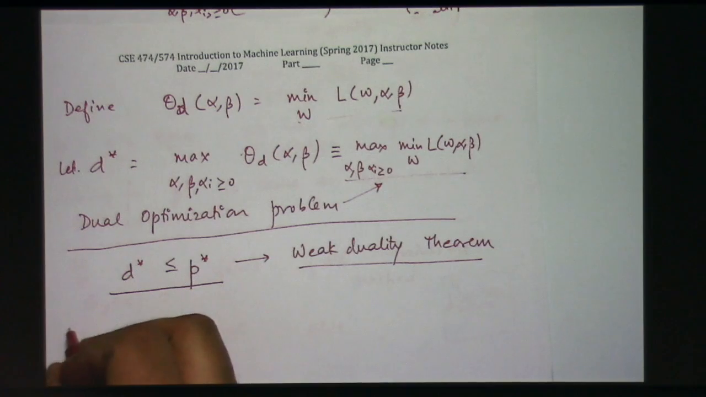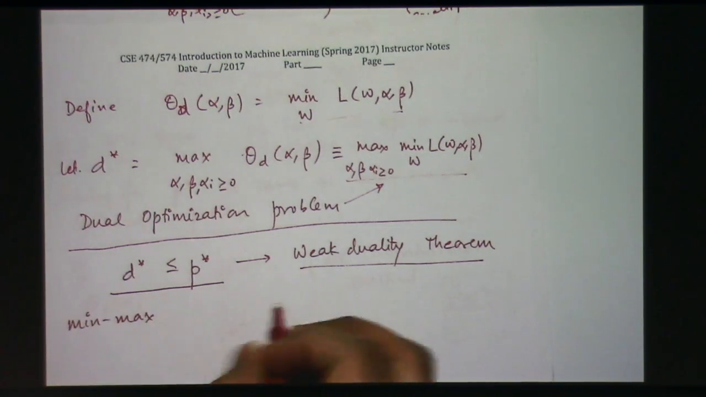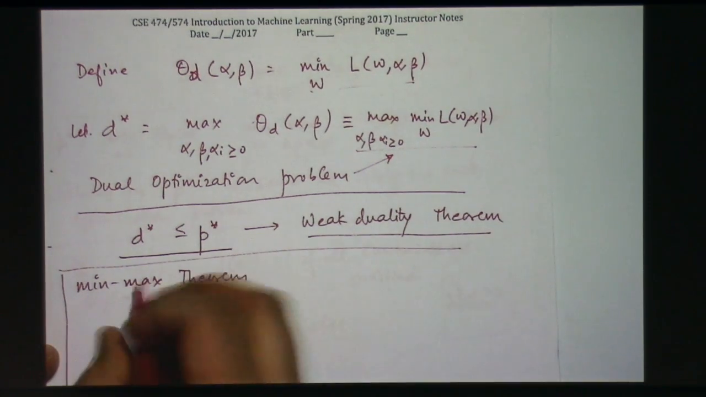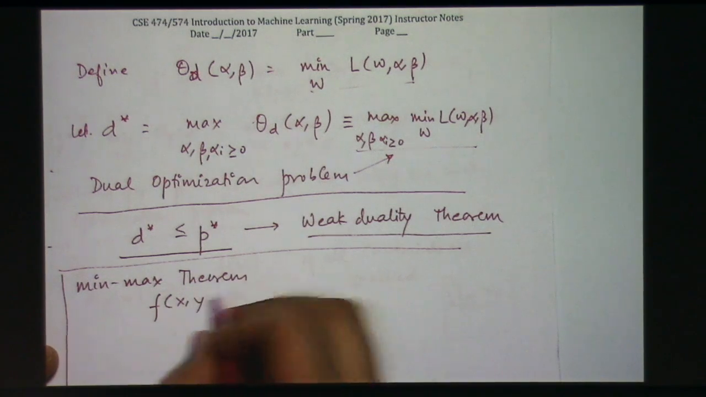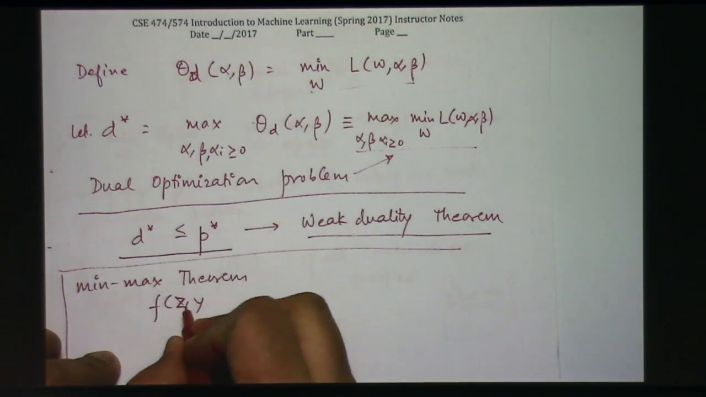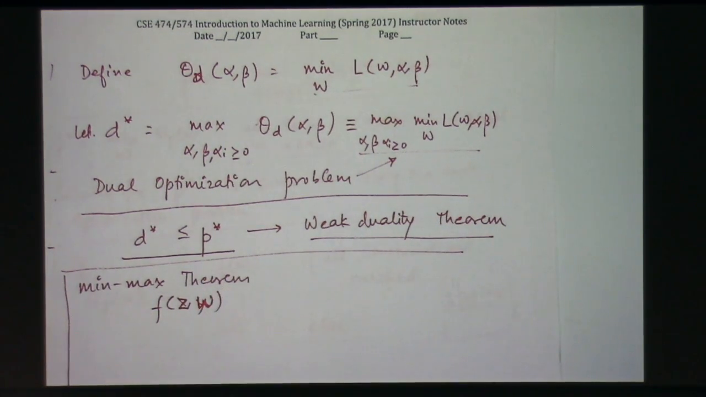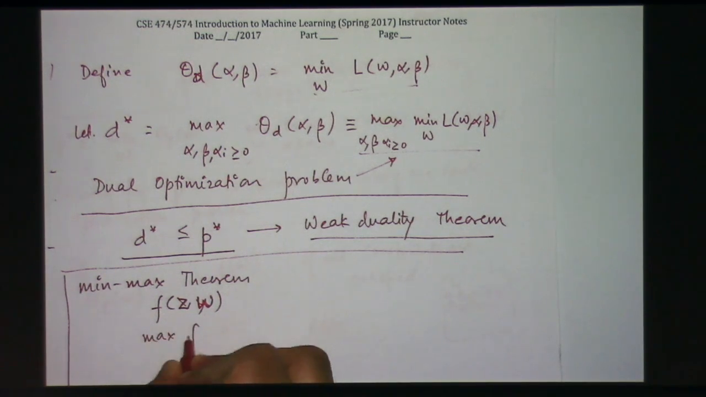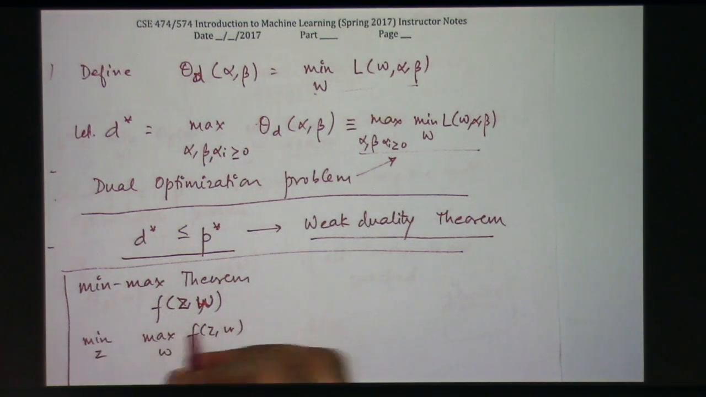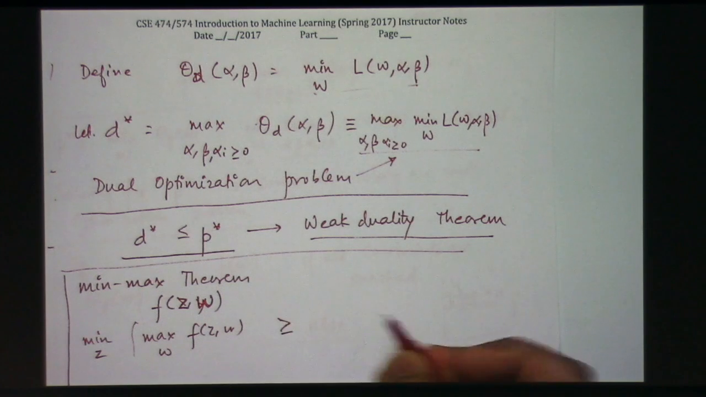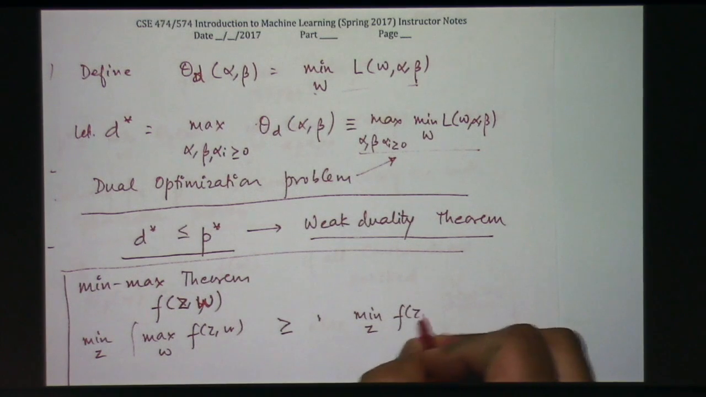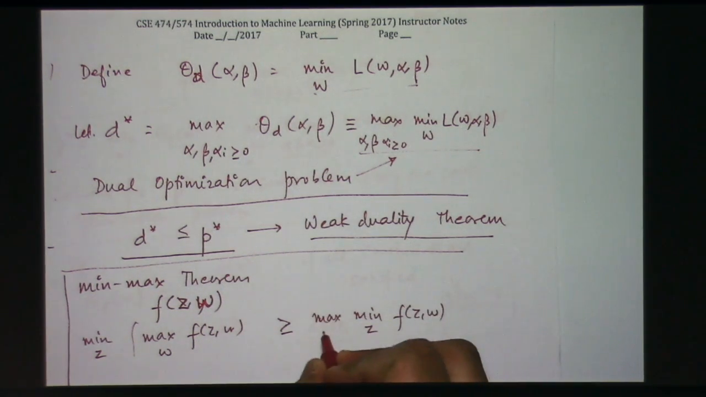And this is also sometimes known as the min-max theorem, which basically says that if you have a function of two parameters, let's say a function of z and w, then if I first take the max of f of z, w over all w, and then take a min over all z of this quantity, this will always be greater than or equal to what I get if I first took the min over all z and then took a max over all w.